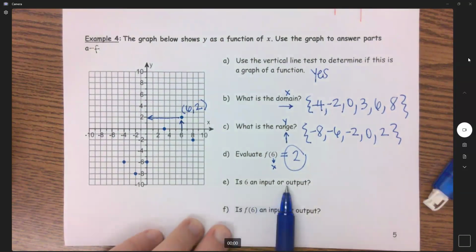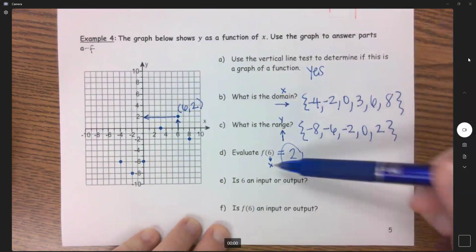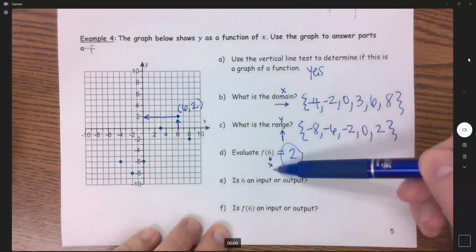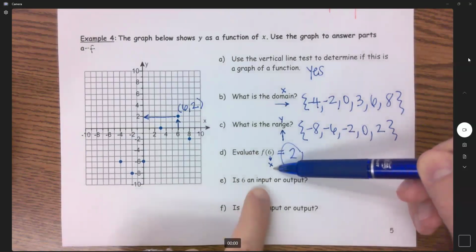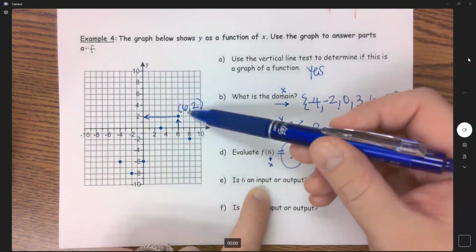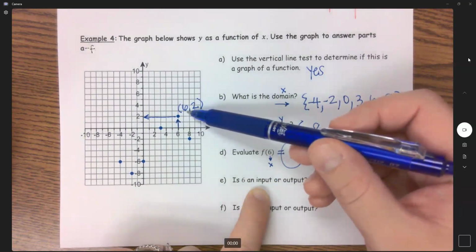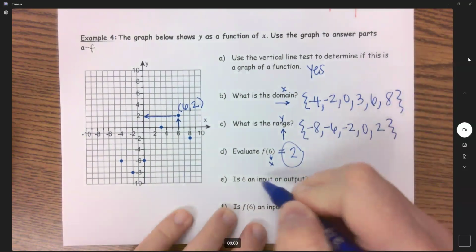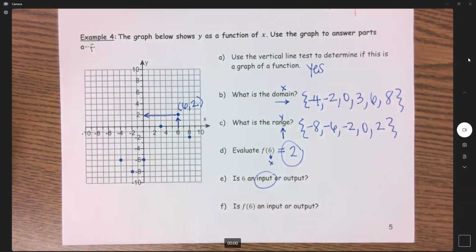Is 6 an input or an output? Well, we already said 6 right here was my x. X means input, and you can see right here, it is the x coordinate of this ordered pair. So this is an input.